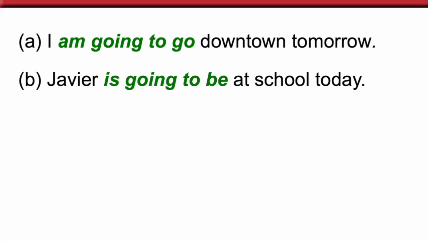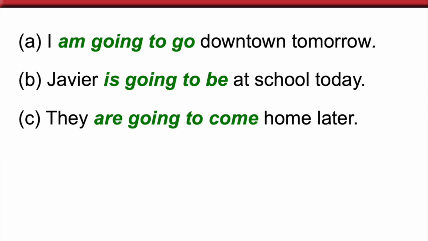Javier is going to be. Because you're talking about Javier, he, then going to, and the base form of the verb, or we call it infinitive, to be at school today. No matter the verb, you use the base form here, okay?